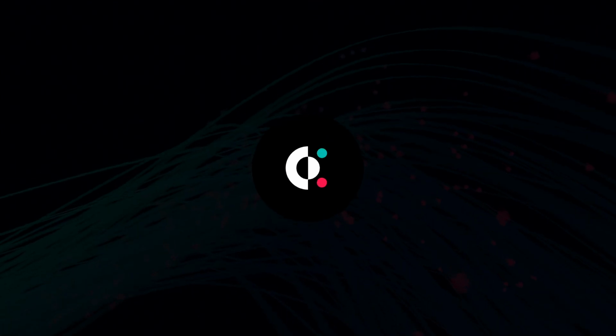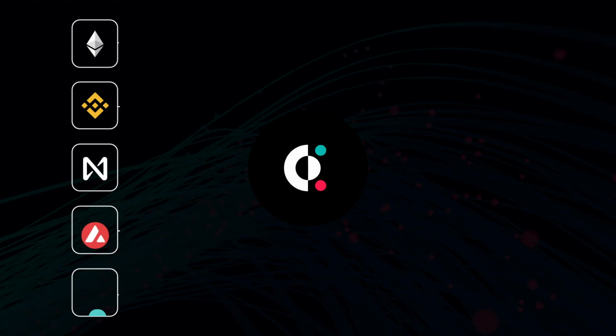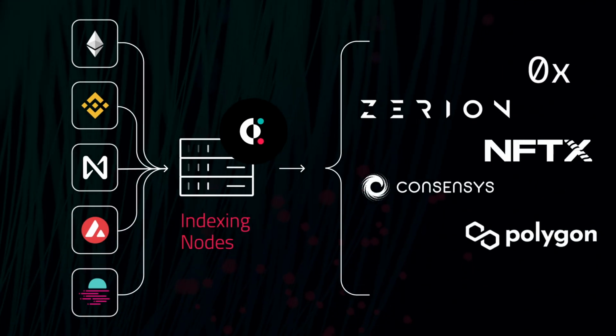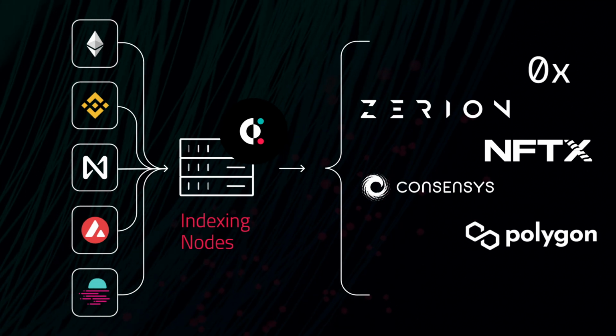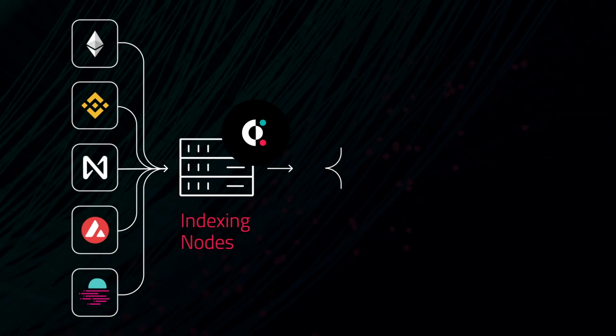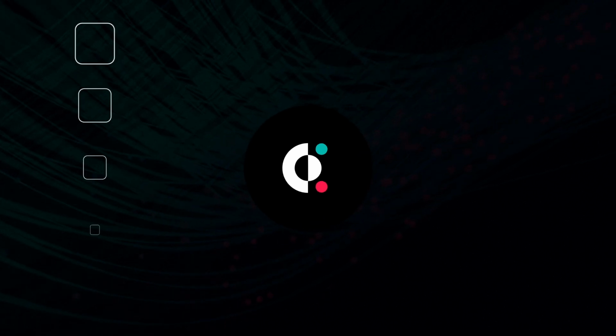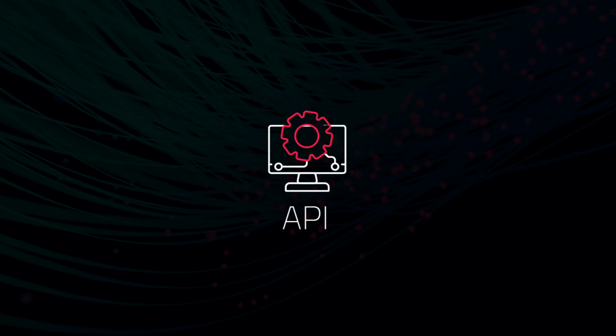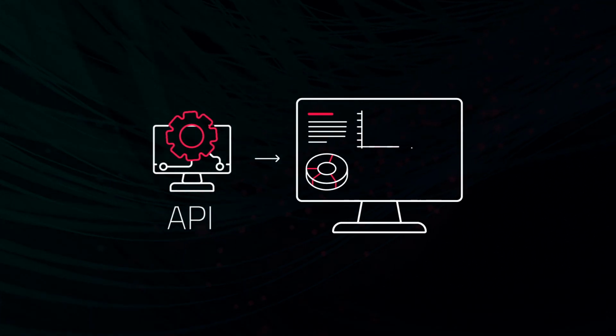Covalent is the only multi-chain API that provides easy access to deep, granular, and historical blockchain data. Covalent has indexed the entire blockchain, so nothing is off the table. And all of this rich blockchain data can be consumed via our unified API with no extra code necessary.